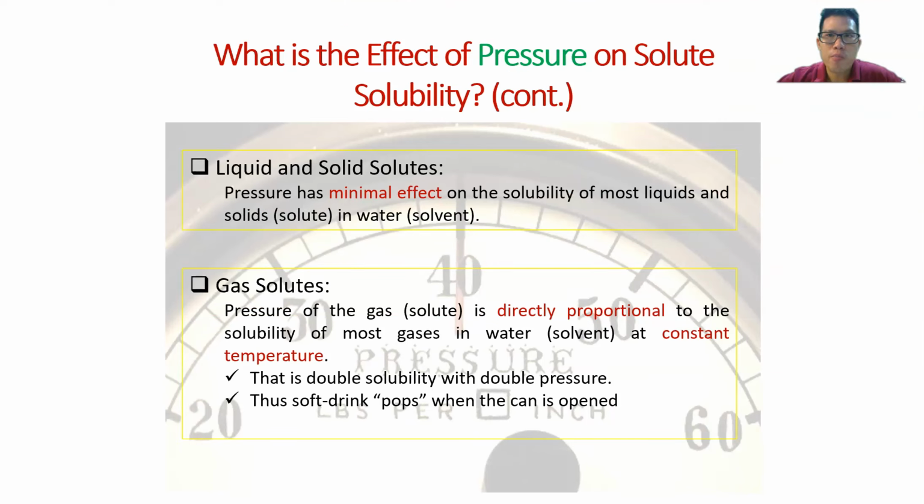So what's the effect of pressure on solutes and solubilities? If you are talking about liquid and solid solutes, pressure has minimal effect. For gas, the pressure is directly proportional to the solubility. The higher the pressure, the more solute can dissolve. That is why, for making carbonated drinks, you need a very high pressure to press the carbon dioxide into the liquid. Of course, the carbon dioxide won't be in the form of CO2 in the liquid. It will be in the carbonic acid form.